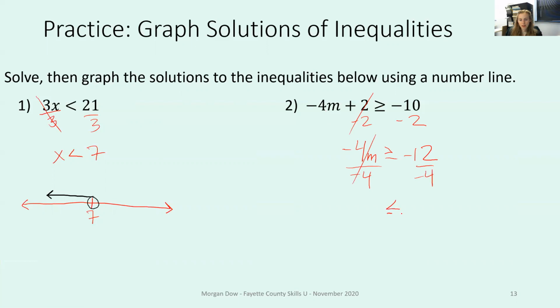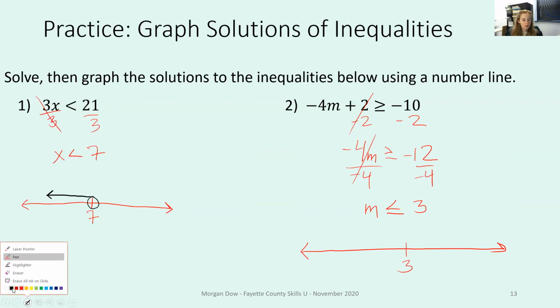I need to flip my sign because I divided by a negative. Okay, and then I'm going to graph this. It's going to be a closed circle around 3. And I'm going to point to the numbers less than 3. All right, and that is how you graph these one variable inequalities.